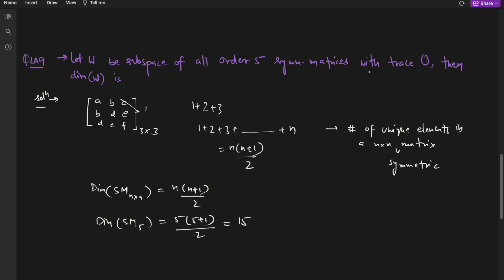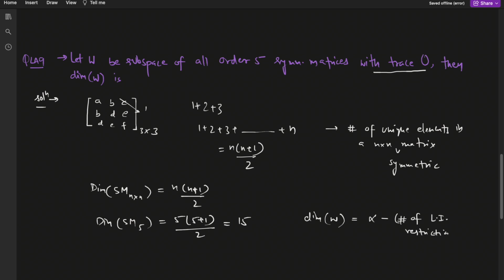But there is one more thing. We are given a symmetric matrix with trace 0. So this is like you have added one extra condition, right? So 15 is the dimension of a 5 cross 5 symmetric matrix, but we are interested in a 5 cross 5 symmetric matrix with trace 0. And I have already told you that if you want to find the dimension of a subspace, then whatever the original dimension is, let us suppose the original dimension is alpha, then you need to subtract the number of linearly independent restrictions.